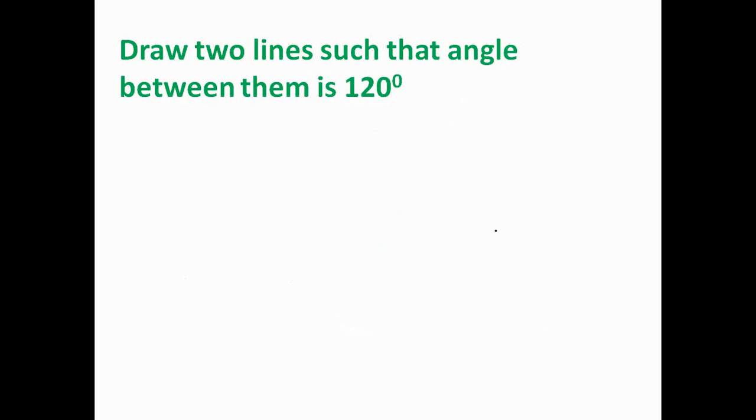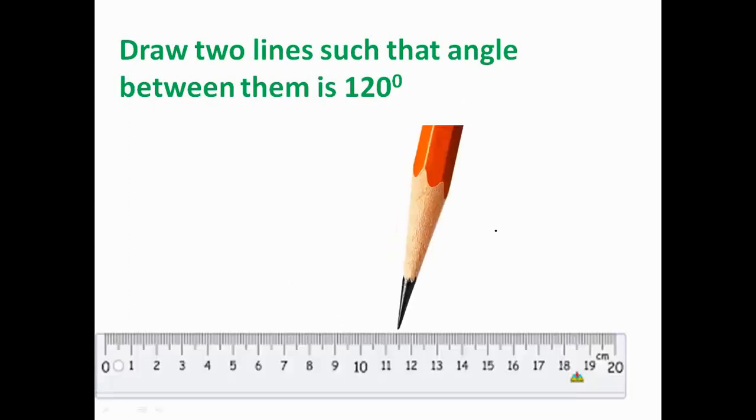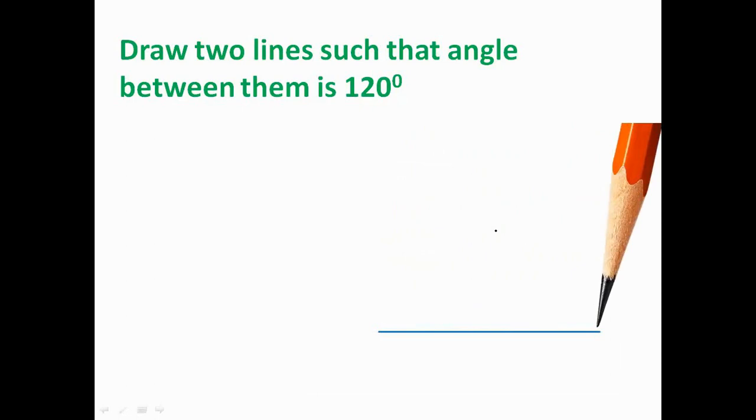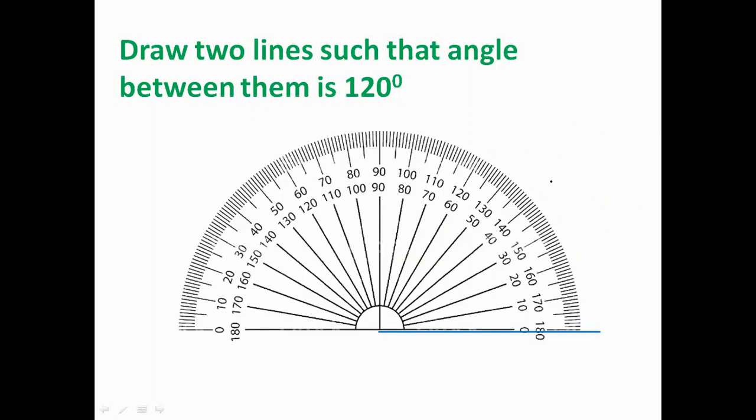Draw two lines such that the angle between them is 120 degree. First step is draw a horizontal line using pencil and ruler. It can be 4 to 6 centimeter. Then take the protractor, keep at end point. You can choose right or left. Once again, I will select the left side.